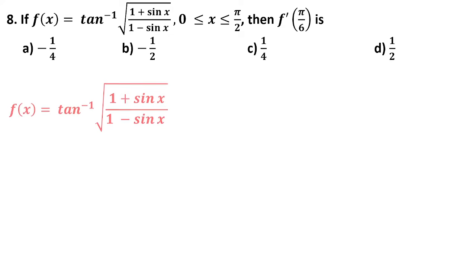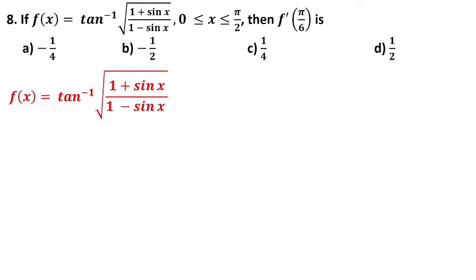Okay, now let us start. Now this is 1 plus sin x by 1 minus sin x. But please just recollect from your idea. We are having a formula only for 1 plus cos and 1 minus cos. Therefore, replace the sin x by cos.